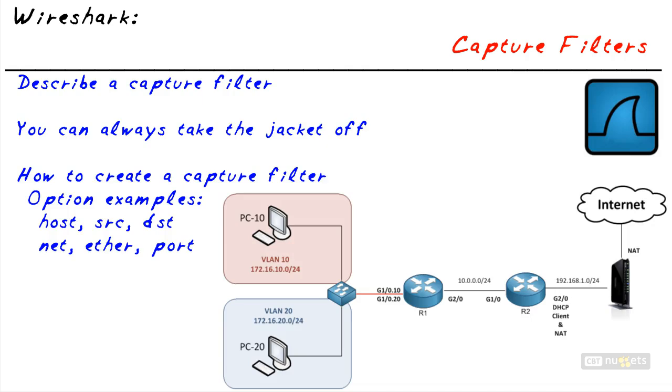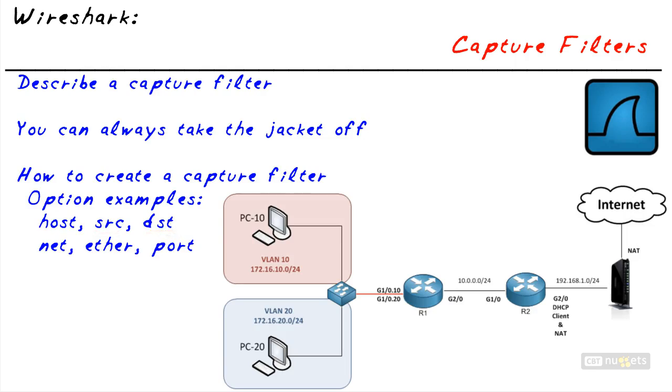But Keith, what if we wanted to filter based on a specific destination address or a specific source address? Is that possible? Absolutely. We also have the not option, so we can say, I want to see everything but this source address or this destination address.